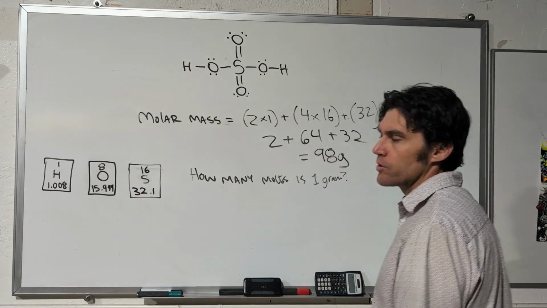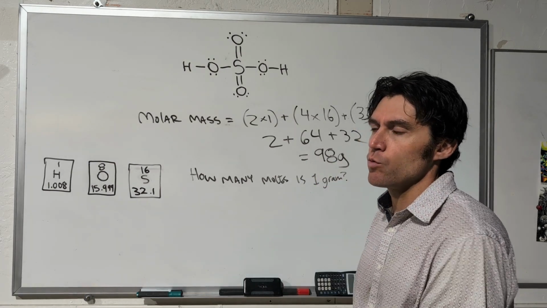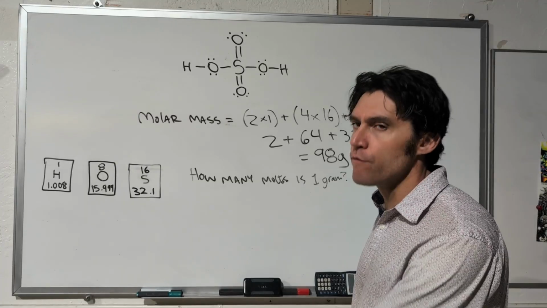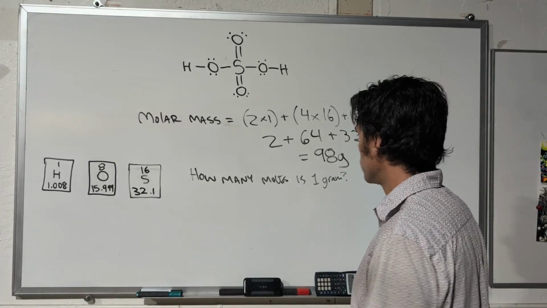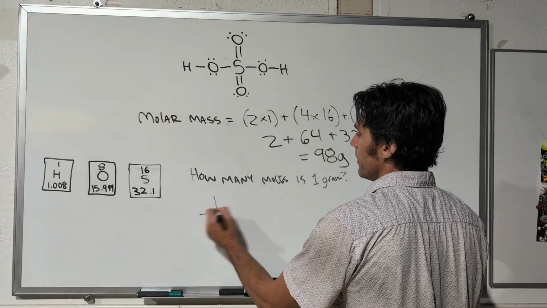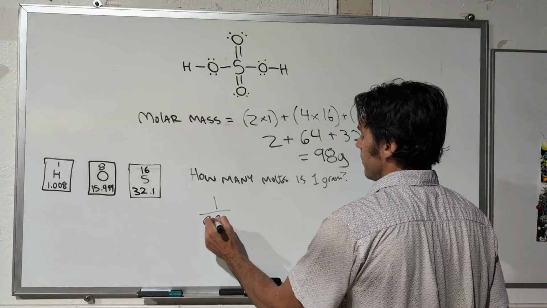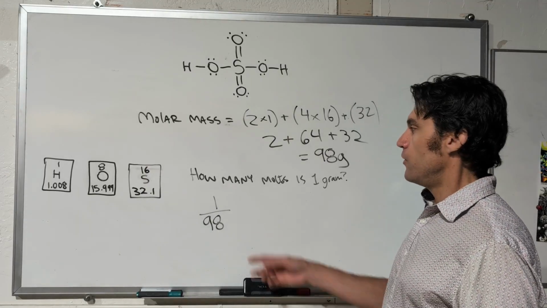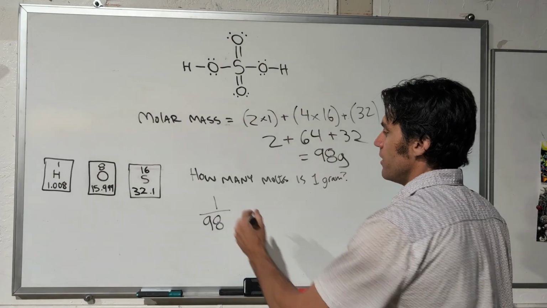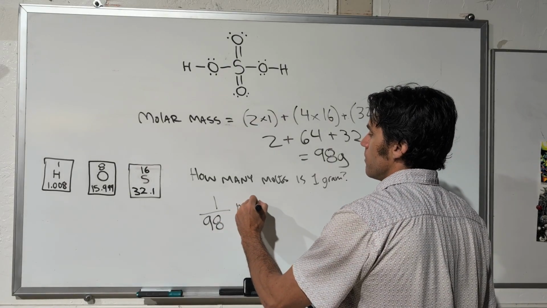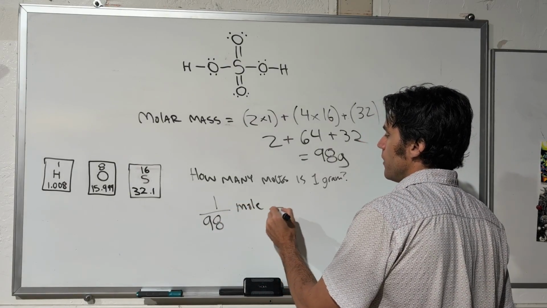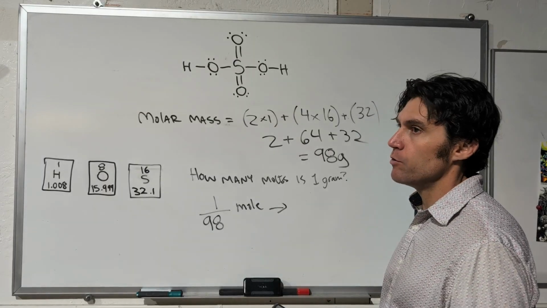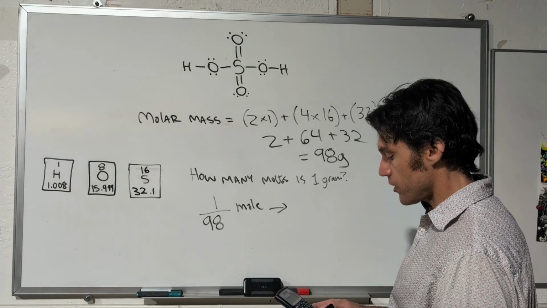Okay, remember, it's just like a pizza. How many pizzas is 1 slice? If it's cut into 4 slices, it's 1/4. Okay, so this is 1/98. And if we do that division, you could technically write that as 1/98 of a mole, but it's better to do it as a decimal, because it's just easier to type into a calculator when you're working with a decimal than a fraction.